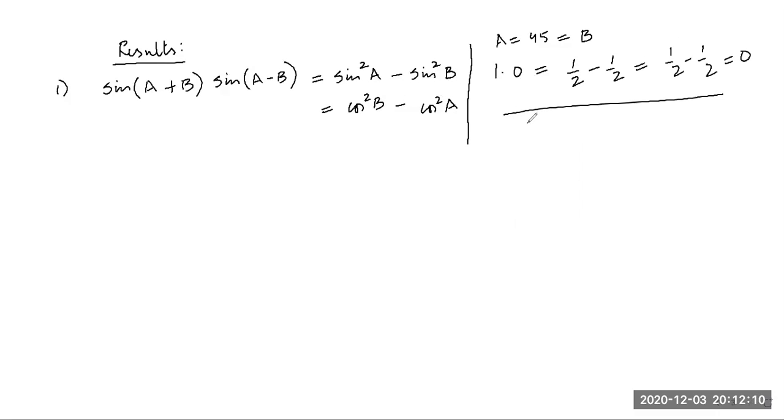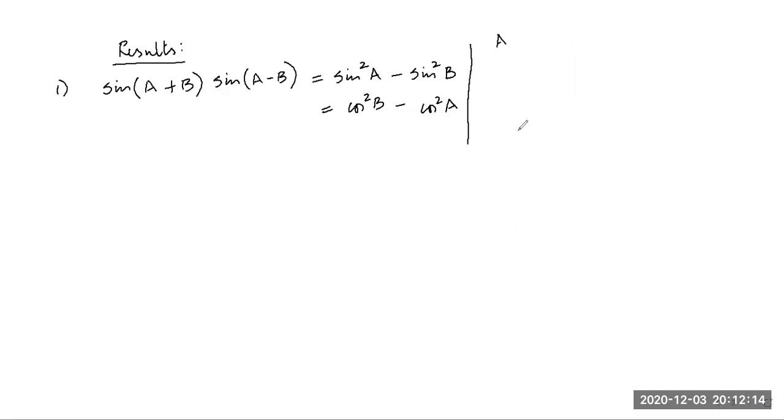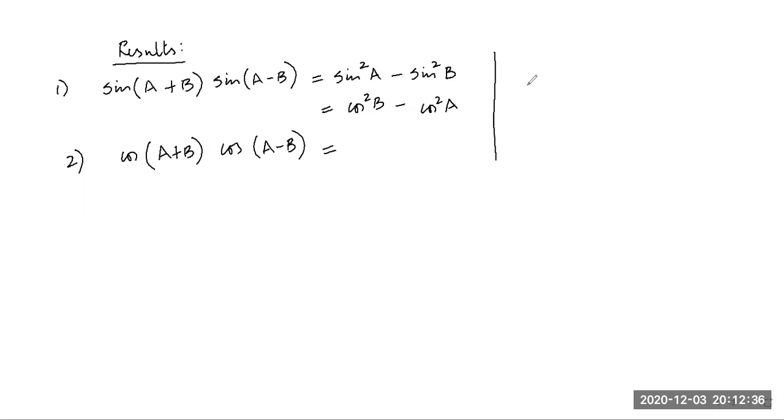But we will not prove it for all the formulas. You should remember it. So now we have the second result. These results are also equally important. Number 2, then we will define for cos: cos of A plus B into cos of A minus B. So students, you can remember it. I'm just telling you how to memorize.